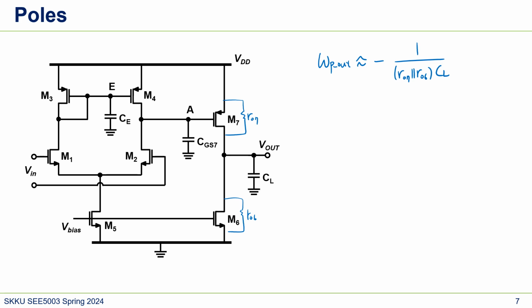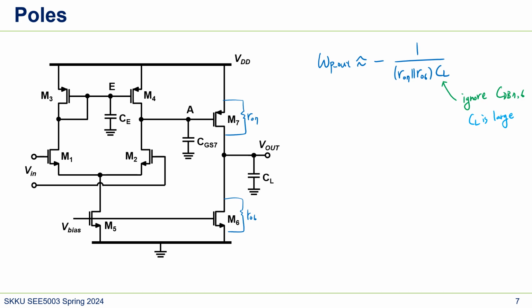So here, ignore Cdb7 and Cdb6. When we see this node, we will see the parasitic capacitance of this MOSFET and this MOSFET, right? For simplicity, let's ignore that and just consider CL. The reason is that usually CL is large, not always, but usually.